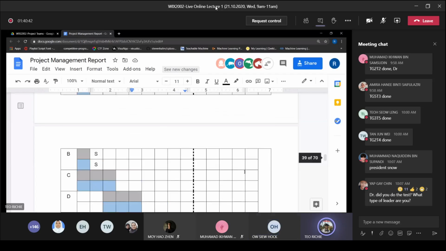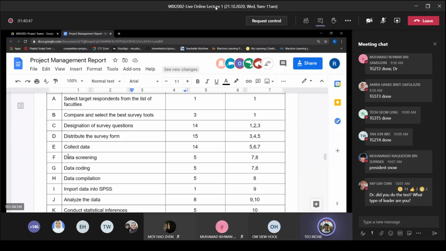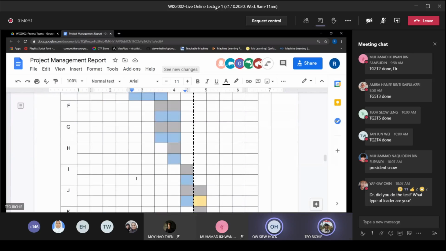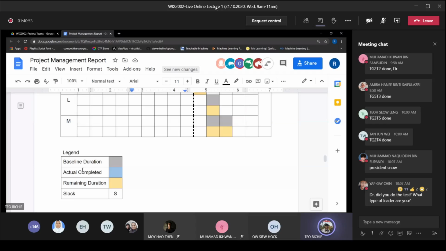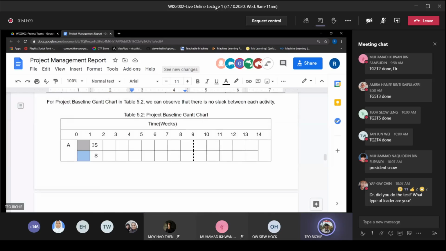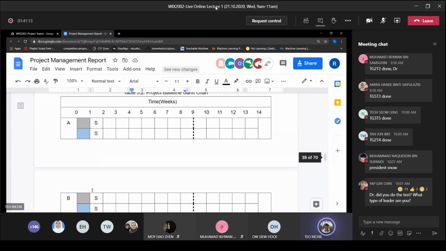So this is the baseline Gantt chart. A, B, C are the IDs of the work packages. The legend is down here. The black or gray shade is the baseline duration, the blue is the actual completed, the yellow is the remaining duration, and S is the slack. As you can see right here, we had our slack for A and B.